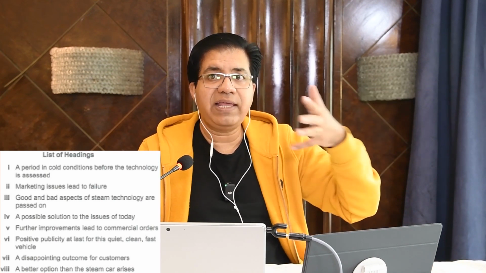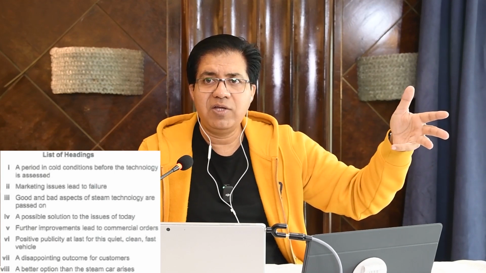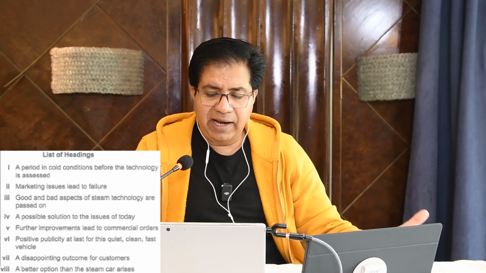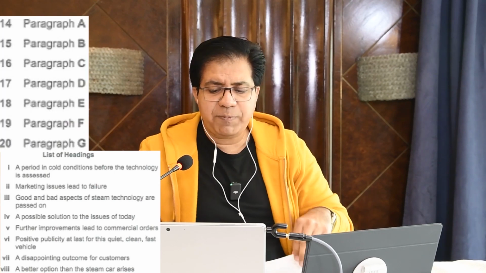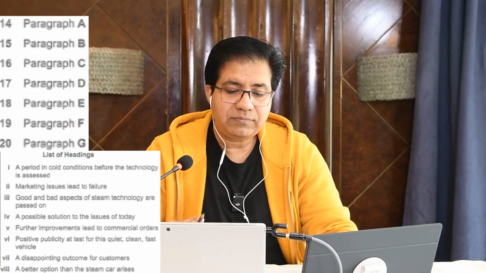Now, there was, like they mentioned, the internal combustion engine. So, there was another technology and that was a better option than the steam car. Now, whenever you do a list of headings, it's a good idea to start from the shortest paragraph given. Why? Because if you start from the shortest paragraph, it's easier for you. So don't just follow the order. Now, which paragraph is the shortest one?